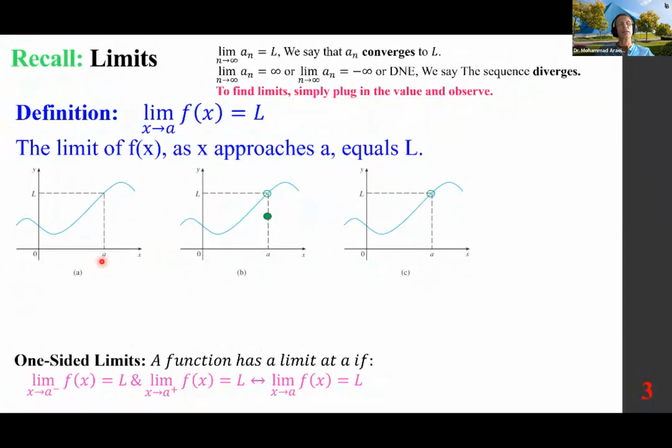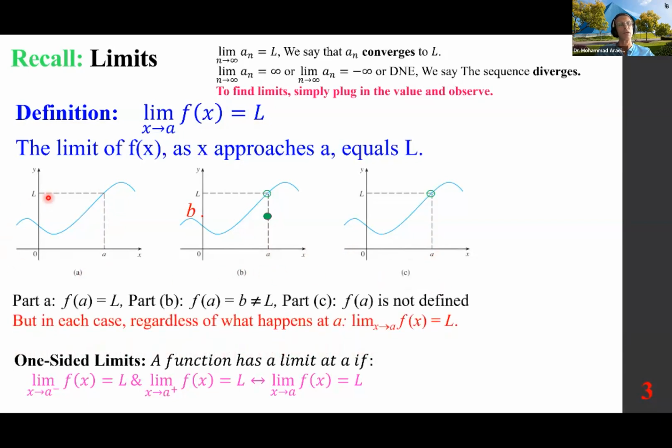And the difference is that in part A, f of A is also L. In part B, f of A is not. It's equal to something else like B. And in part C, f of A is missing. So it makes part A a continuous function at A, because by definition of continuity, the limit of f of x as x approaches A equals f of A, which is the case here, makes it a continuous function.